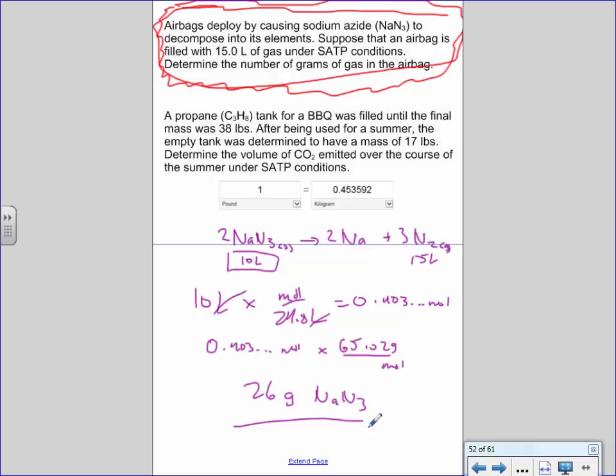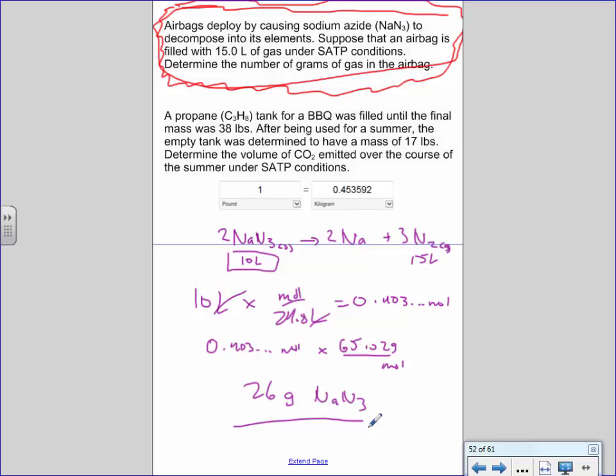Say that one more time. If you started with 26 grams of sodium azide, it is equivalent to 10 liters of reactant. However, that 10 liters of reactant will eventually decompose and give you 15 liters of product. And it's the product that actually fills the airbag. You don't have to include the extra sodium. The sodium would probably be in a solid form. You make a good point, though. We would need to consider that sodium, but it depends on whether it would make a gas or not. You know what I'm saying? Does anybody have any questions on that?